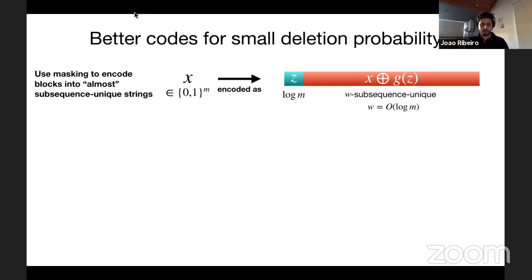What is the length of x here? Sorry, it's a bit confusing. Here I'm writing x for the length of a block. So it's m, here it's log squared n, where n is the total block length. Oh, okay. Sorry, I should have used another letter. Because z is log m, I thought it should be log, but it's log n, yeah.